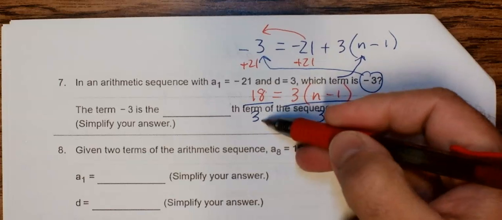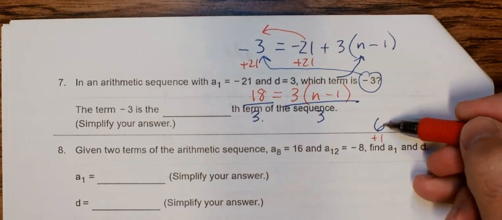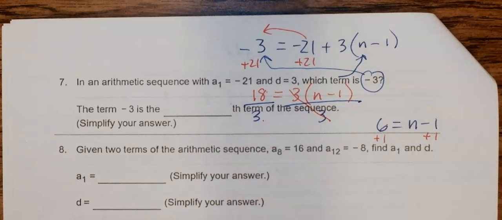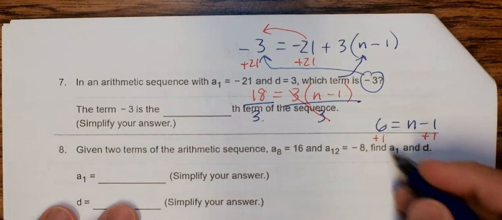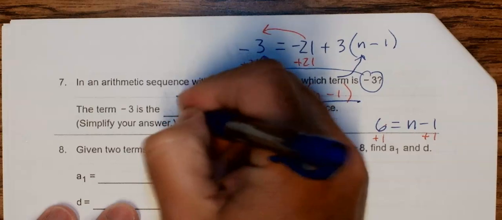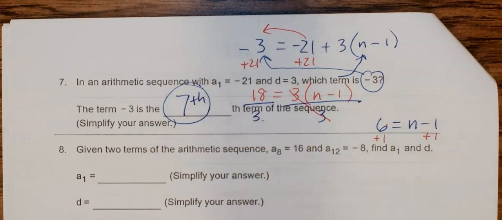Well, 18 over 3 is 6. That's where we got the 6 from. The 3's canceled out. So what would we get? You got that? What is 7? All right. It's the 7th term is what we're talking about. 7th term.